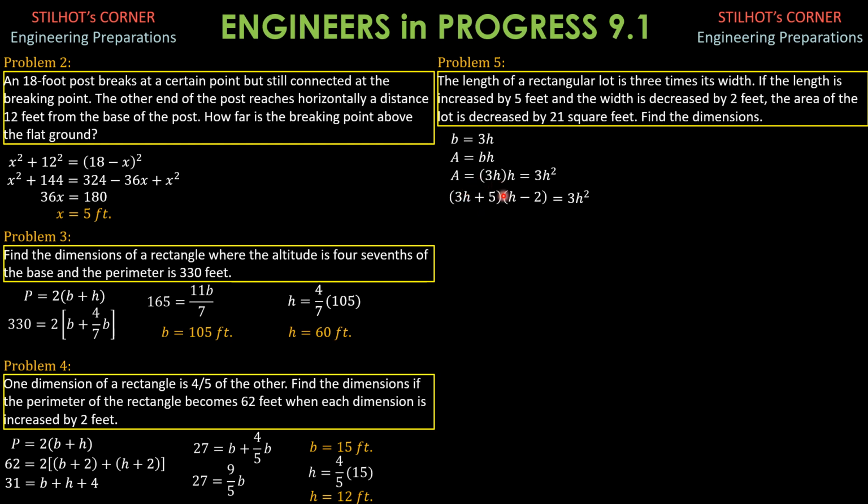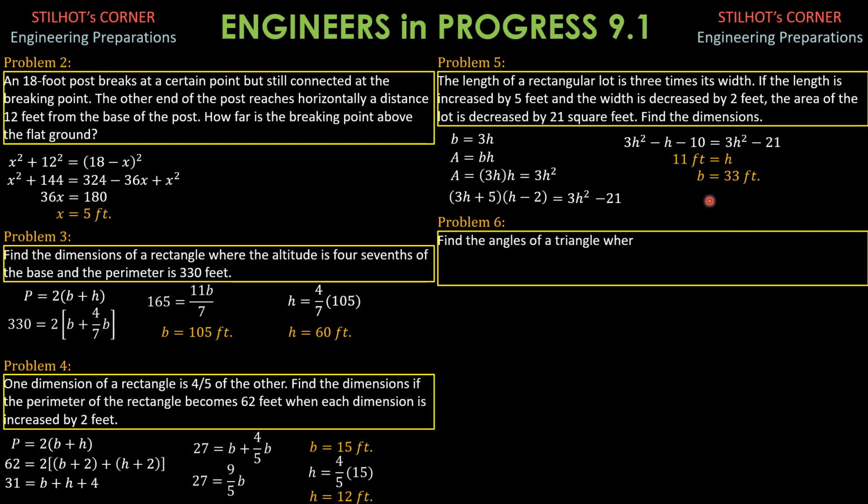Expand the left side, so we have 3h squared minus 6h plus 5h. So 3h squared minus h, then 5 times negative 2, negative 10. Then in the right side, 3h squared minus 21. So simplifying and expanding the left side, 3h squared minus h minus 10 equals 3h squared minus 21. So cancel out 3h squared, transpose negative h to the right, negative 10 plus 21 is 11. So 11 equals h, 11 feet equals h, then the base is 3 times 11, so 33 feet.